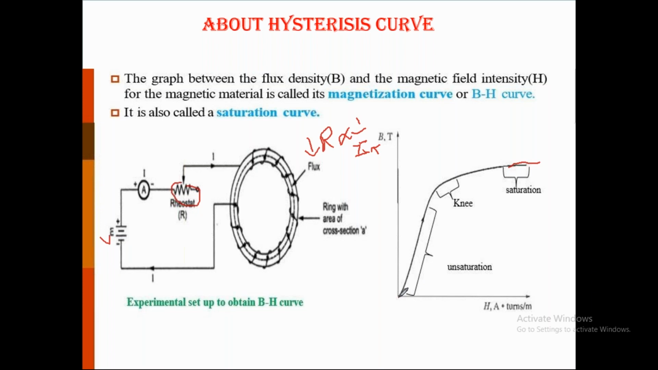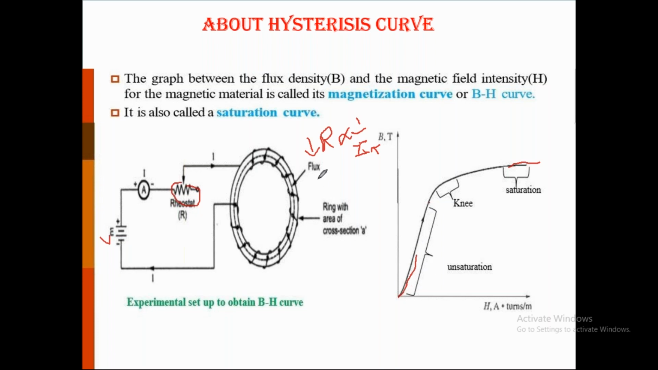At starting, this region is called gaining the magnetic field. So whenever current flows through this coil, flux will be generated. Due to the flux, the magnetic field will be increased. So at starting the current will increase from 0 to some maximum point, right?